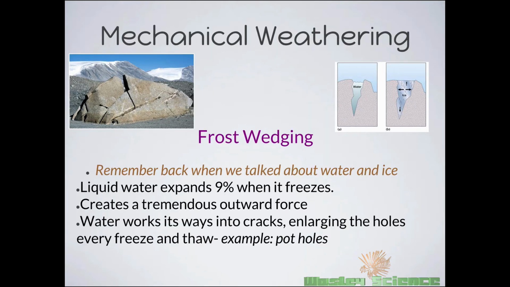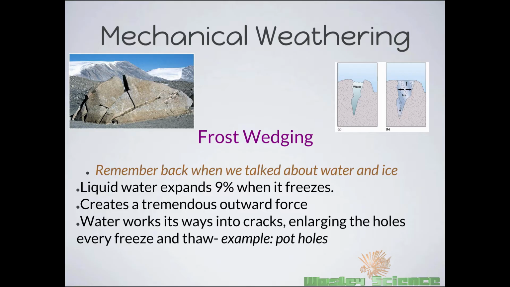Our first type of mechanical weathering is one of the most important ones, and that is frost wedging. This is how frost wedging works. Ice has a density of 0.91. We're talking about ice, the solid state of water. Water has a density of 1. So what ends up happening is that when water freezes in a given volume, it will expand by about 9%.